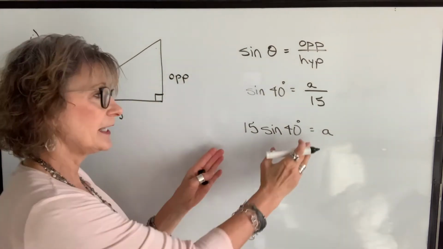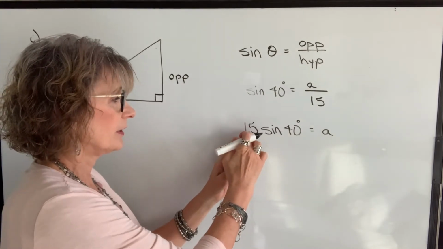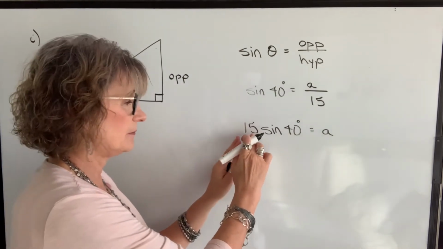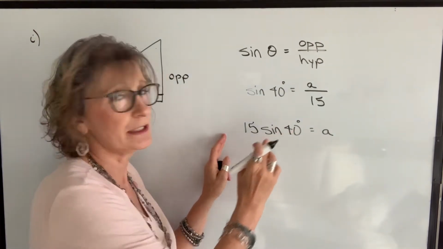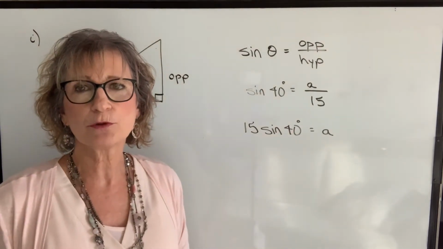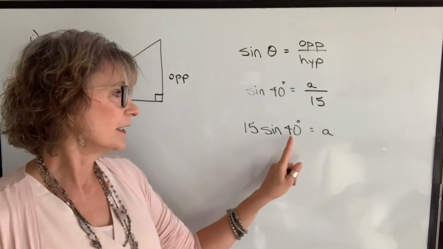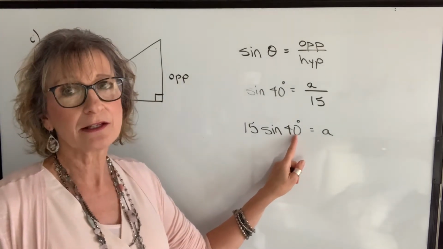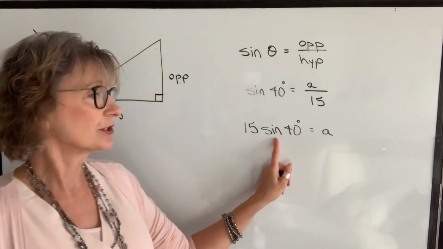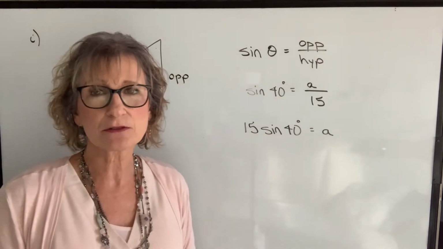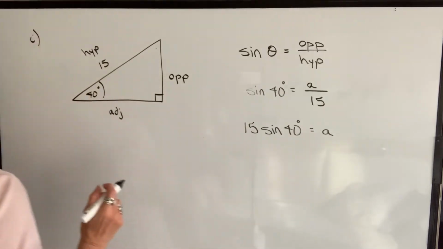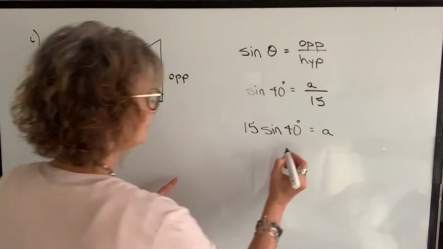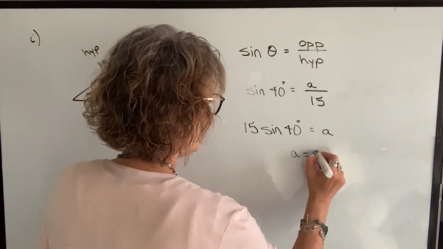Now that I've got A isolated on my calculator, most of you will be able to type it in: 15 times the sine of 40, as long as your calculator's in degree mode. Some of you might have to find the sine of 40 by putting the angle in and then pressing the sine function and then multiplying by 15. So determine on your calculator which way it works for you. You should get a value of 9.64.